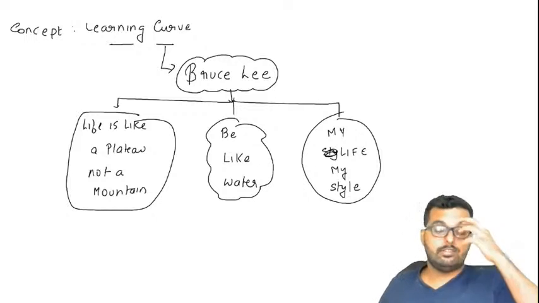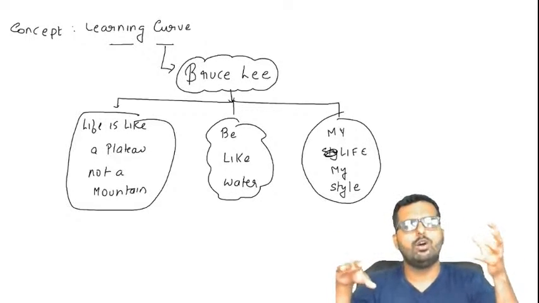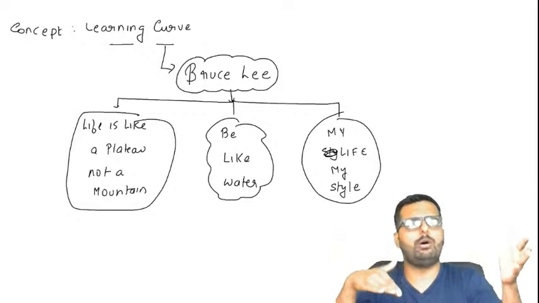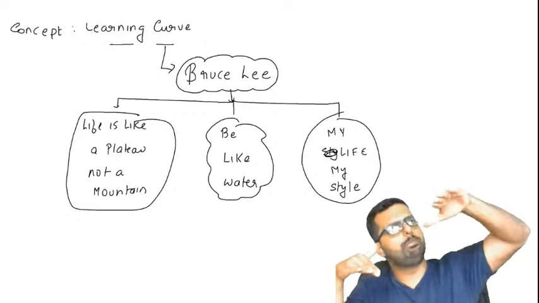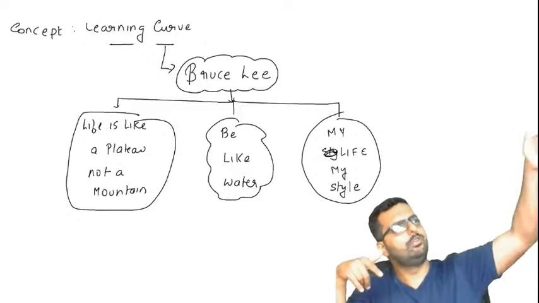First one, he said that life is more like a plateau. It is not like a mountain. What is the difference between a plateau and a mountain? Friends, a mountain, you have a peak, then you come down. Am I right? Plateau, it keeps going further and further.